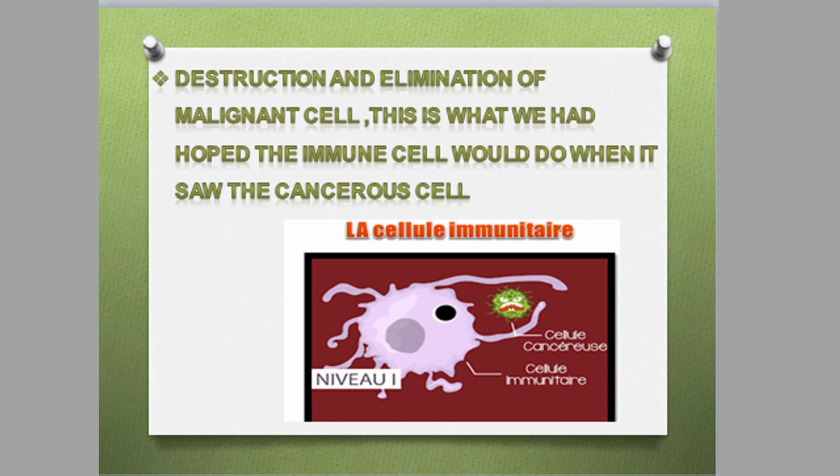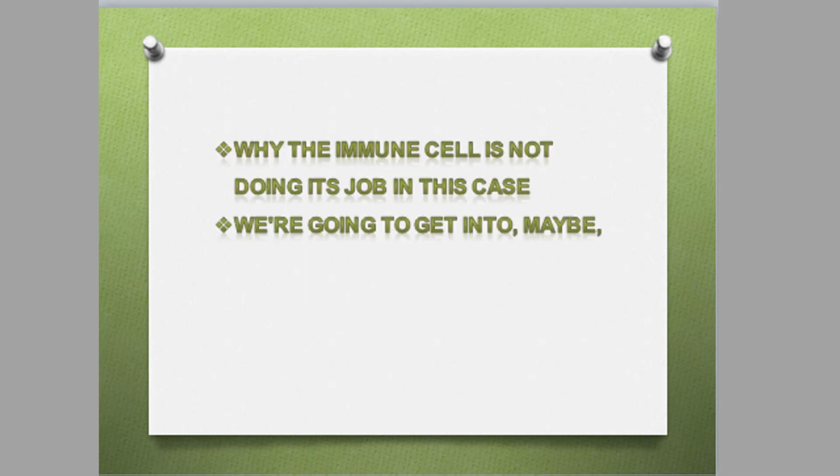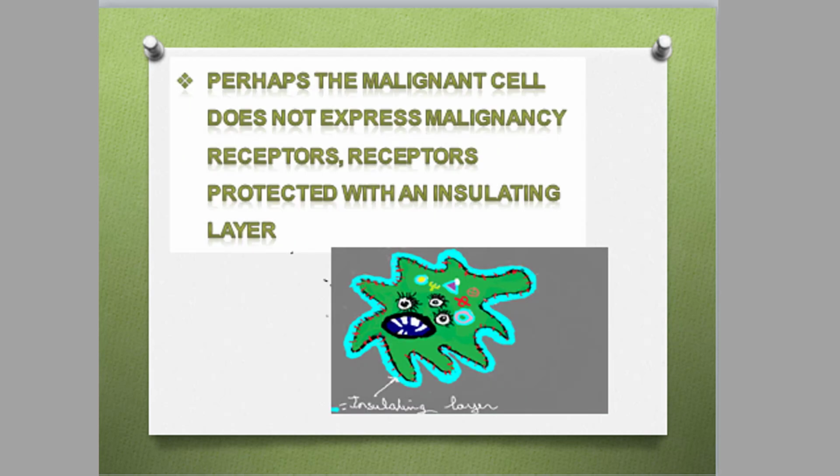Destruction and elimination of the malignant cell. This is what we had hoped the immune cell would do when it saw the cancerous cell. Why the immune cell is not doing its job in this case, we're going to get into, maybe.